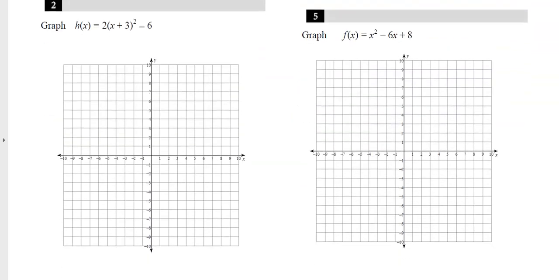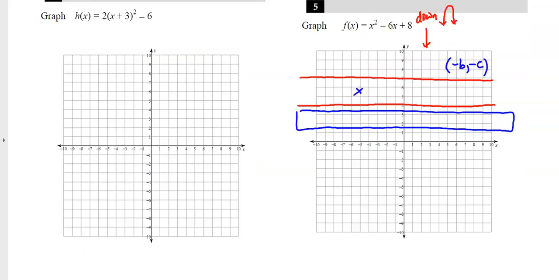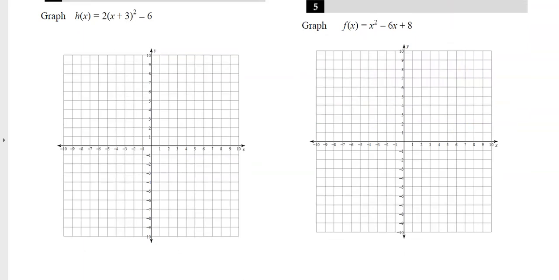All right, number 5. Now we're moving on to the next section, which was standard form. So here's where we're jumping into 5.2 notes. And standard form is a little bit more work.